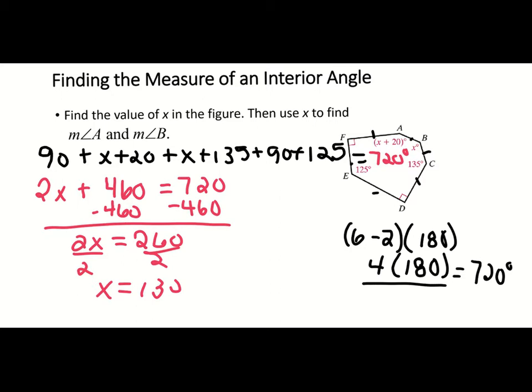So I can use that to find my angle measures. If I know B is equal to x, so B is equal to 130, and then A is going to be 130 plus 20, so for the measure of angle A, it's going to be 150 degrees.